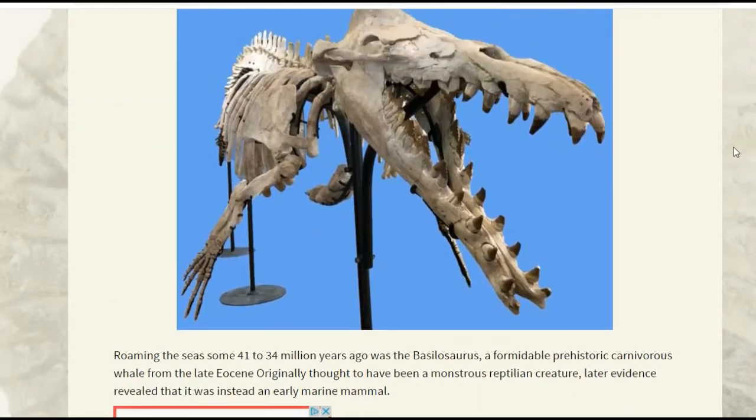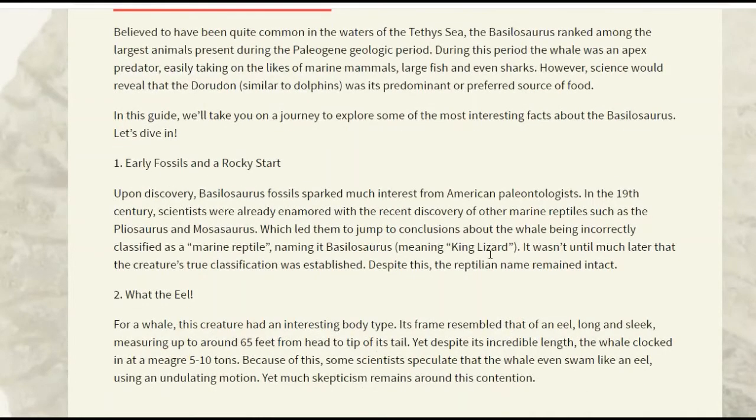Roaming the seas some 41 to 34 million years ago was the Basilosaurus, a formidable prehistoric carnivorous whale from the late Eocene, originally thought to have been a monstrous reptilian creature. Later evidence revealed that it was instead an early marine mammal. So they thought it was a reptile, but actually it was a mammal living in the sea, much like a whale today.